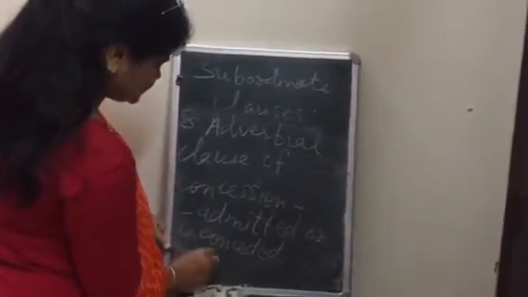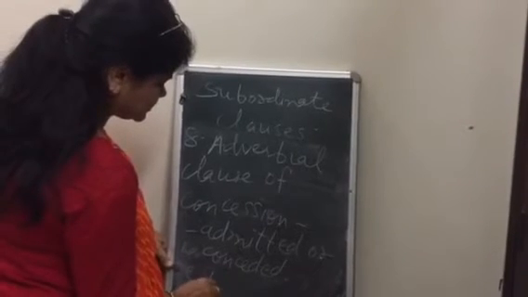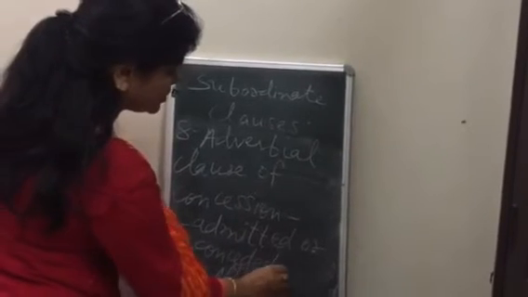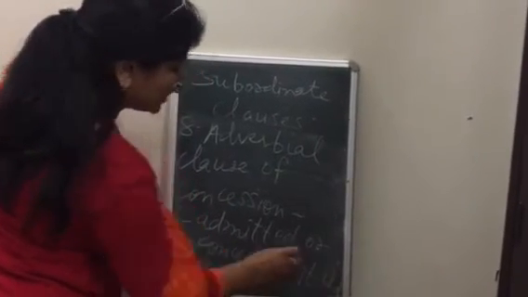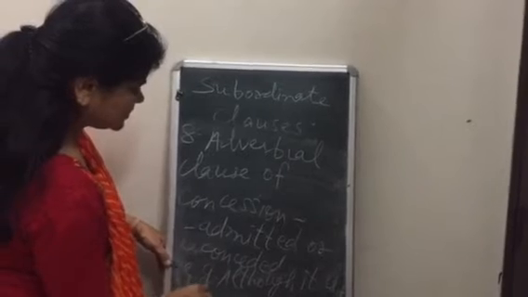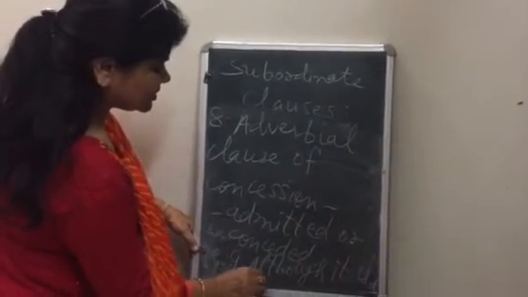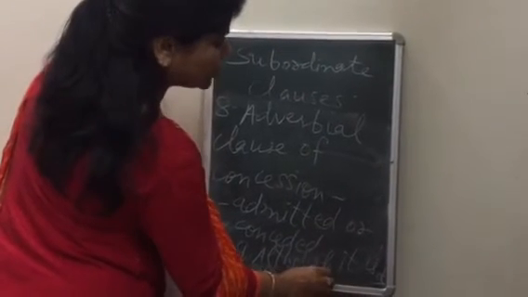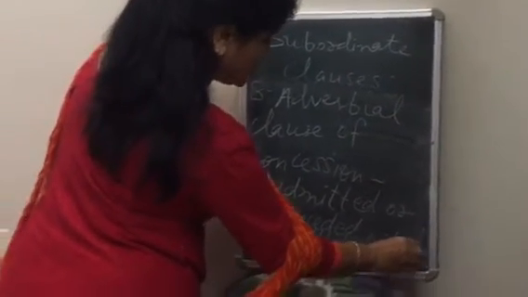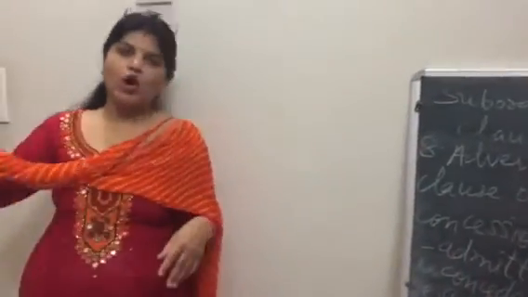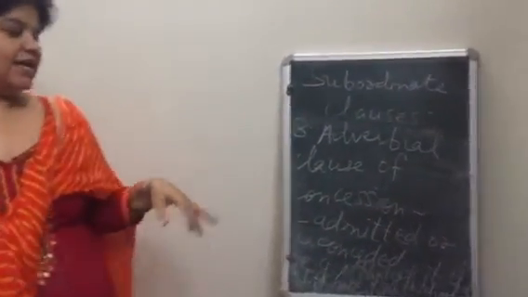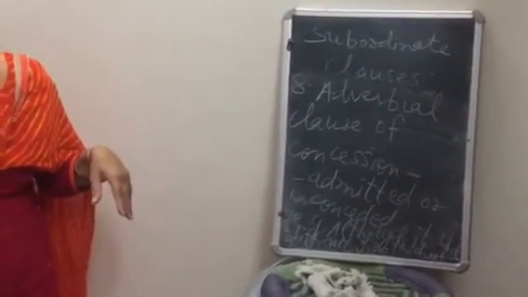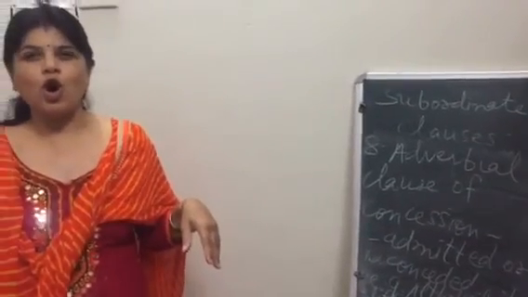Example, although it is difficult, I go to school. Means you admit that going to school is difficult. Still you go to school. And the adverbial connectors used are although or even.